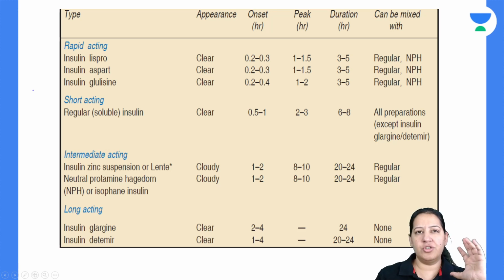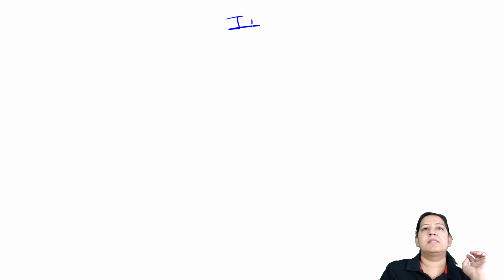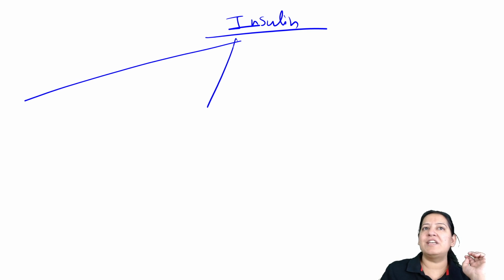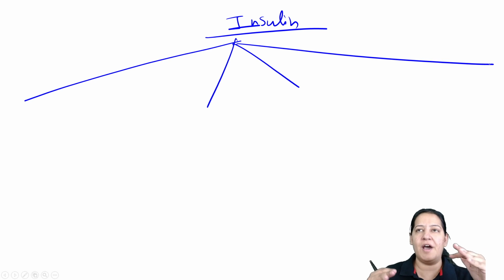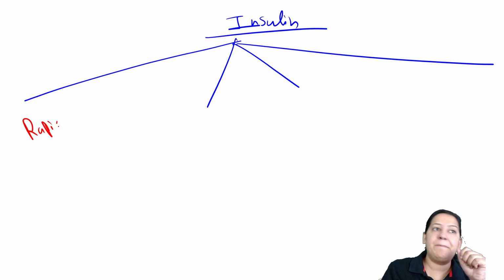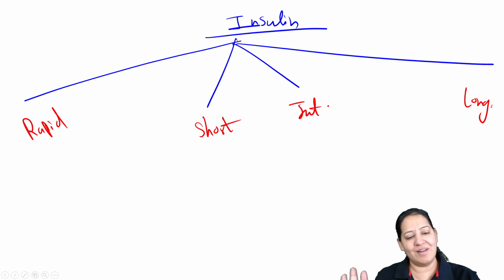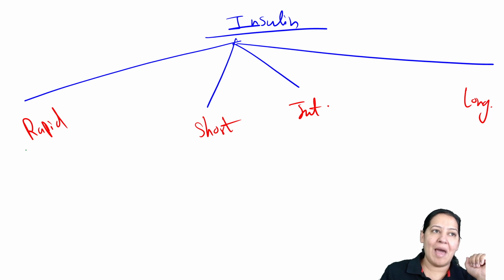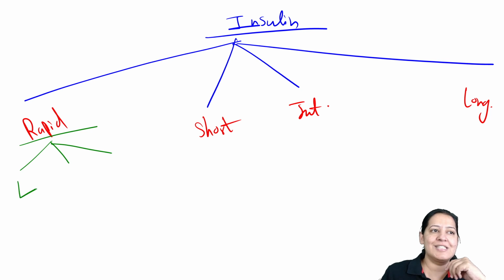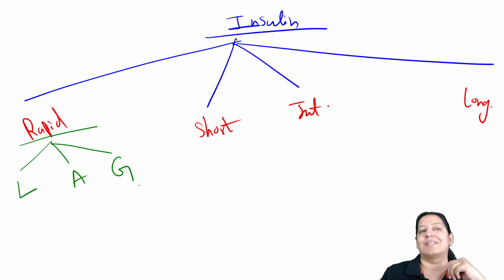So this is the summary. Should I draw all insulins in front of you? I will try. Let me summarize insulin. Insulins are divided into 4 categories based on their onset and duration of action: the rapid acting or ultra short, the short acting, the intermediate acting, and long acting. So rapid acting are 3. What are the 3 rapid acting? Can anyone enumerate? It is lispro, aspart, and glulisine, right?